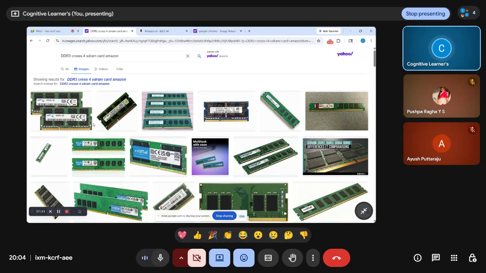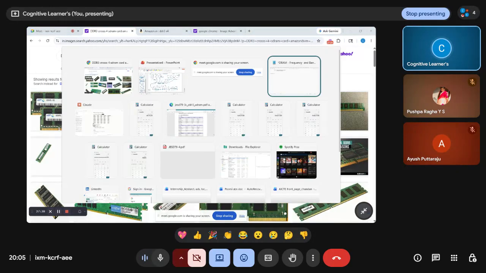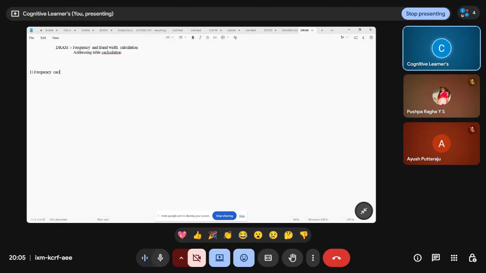That is the first, the introduction part of the webinar. Next part of the webinar: frequency calculation and bandwidth. Before entering into this concept, we will briefly explain the theory concept of how to identify cross 8, cross 4 and cross 16.